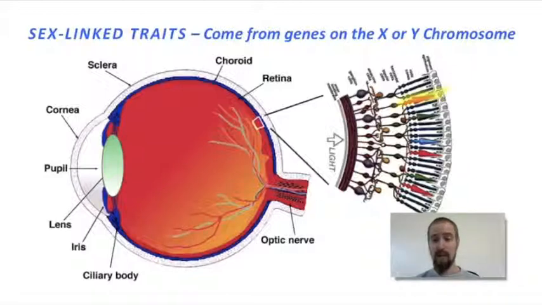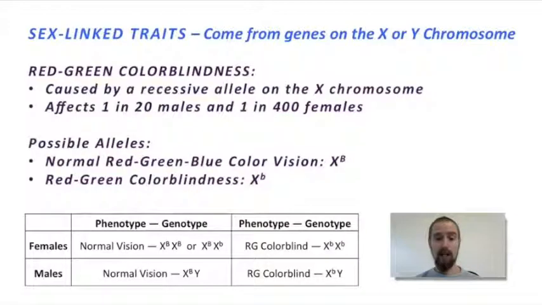We have three kinds of cones: red cones that are sensitive to red light, green cones that are sensitive to green light, and blue cones that are sensitive to blue light. If one or more of these cones fails to develop properly, that can result in a condition known as color blindness. Red-green color blindness, a condition in which a person cannot tell the difference between red and green light, is caused by a recessive allele found on the X chromosome.